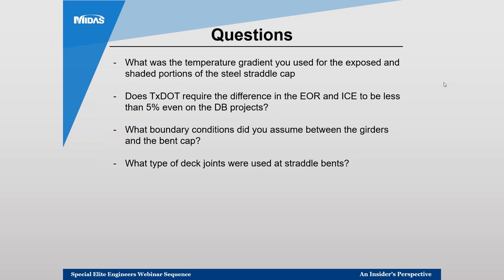Girders were simply supported on elastomeric pads on the bent cap. So there was no structural connection. Expansion joints were used on the straddle caps at each location. We didn't have a continuous deck. We had expansion joints on either side of the straddle cap.